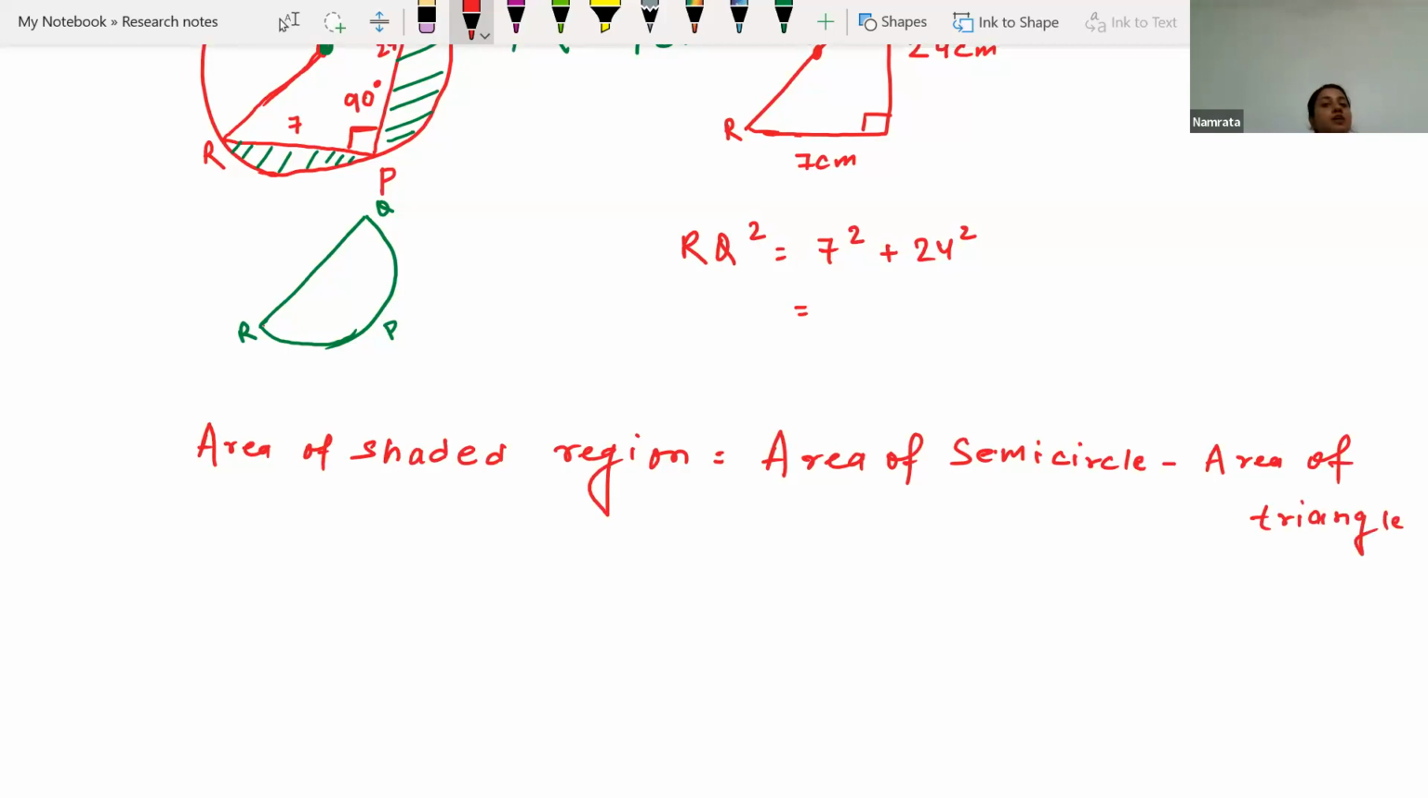How will we find the area of the semicircle? That is the formula pi r square over 2. Here r we will get from r cube.